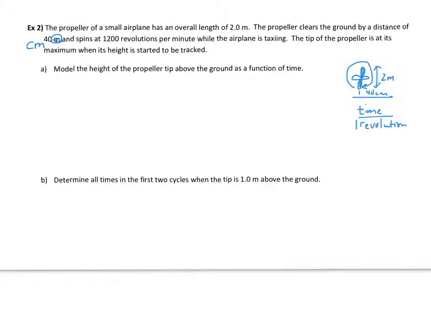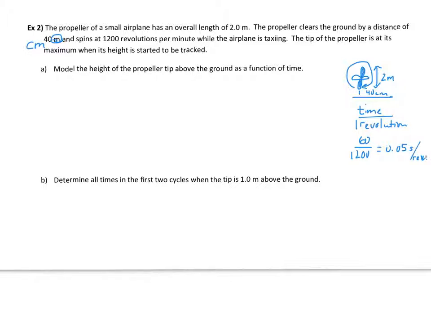So our time was per minute, so 60 seconds. I'm going to change this into seconds. That would be 1200 revolutions, so it's 60 seconds per 1200. I'm going to do the dividing here, and I get 0.05. So that's how many seconds. It's like, whew, not very much time at all. Well, it shouldn't be because it's a plane and it's got to move fast. 0.05 seconds per revolution.